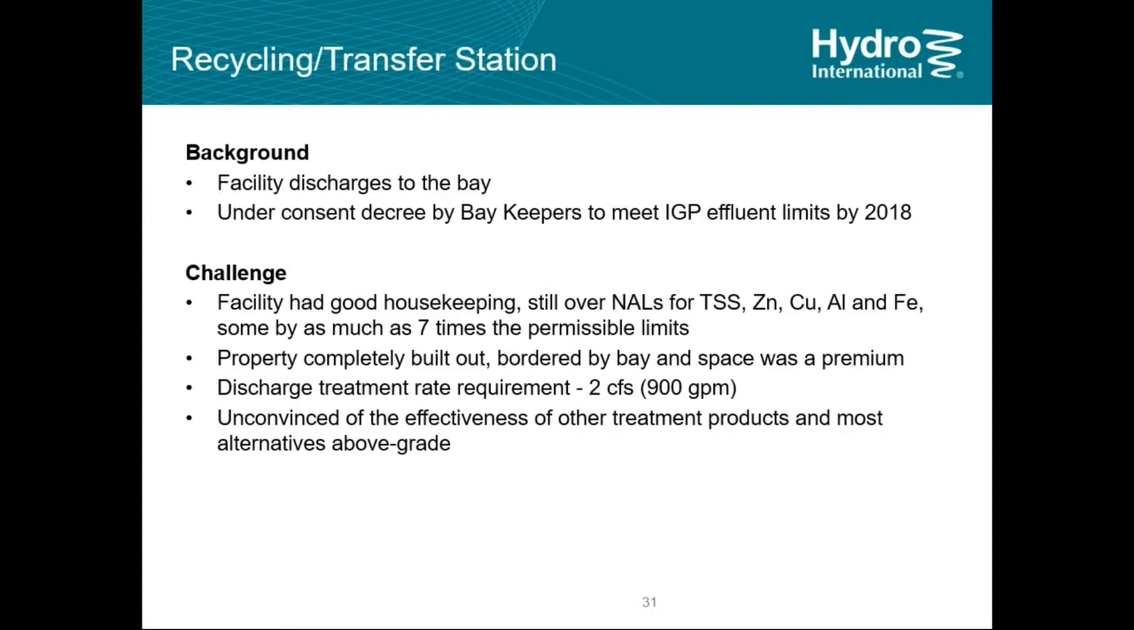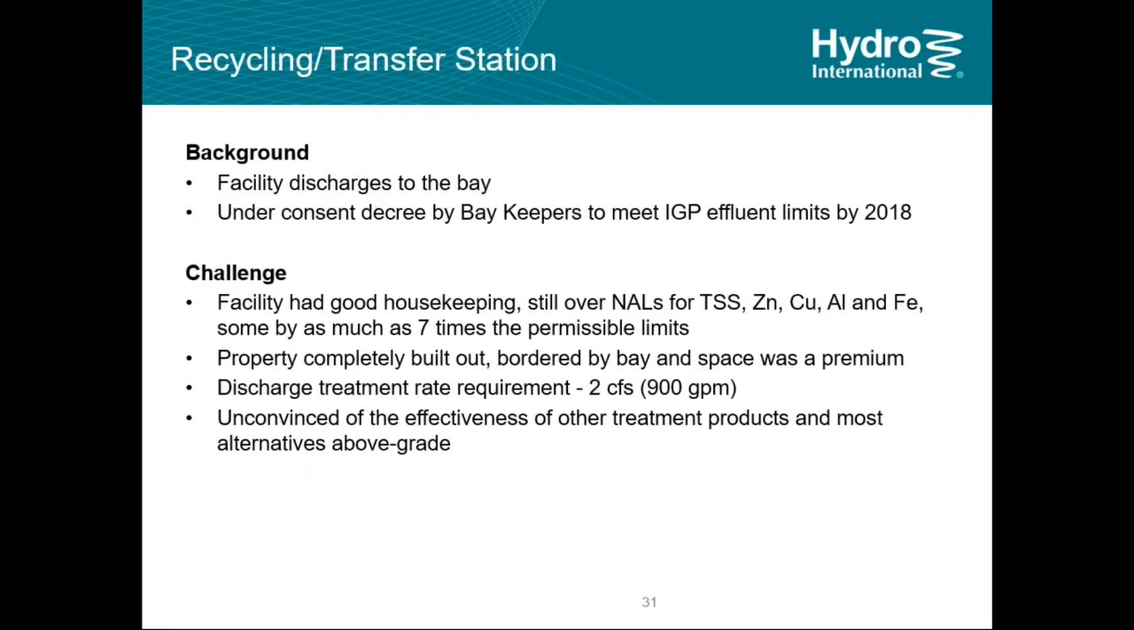So the challenge was the facility had pretty good housekeeping, but yet they were still over on all their NALs for TSS, zinc, copper, aluminum, and iron. Some by as much as 7 times the permissible limit, their NAL for California, or benchmark. The property, as usual, completely built out, bordered by the bay, and space is a premium. That's something I hear quite a bit at most facilities.